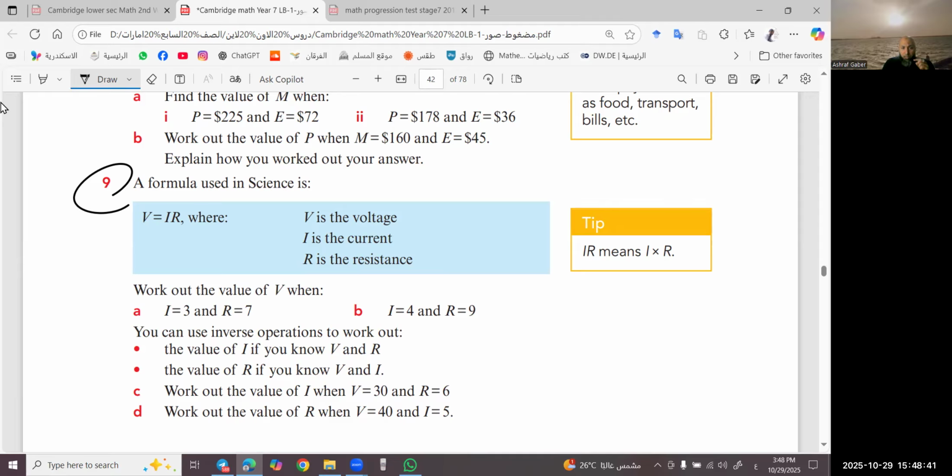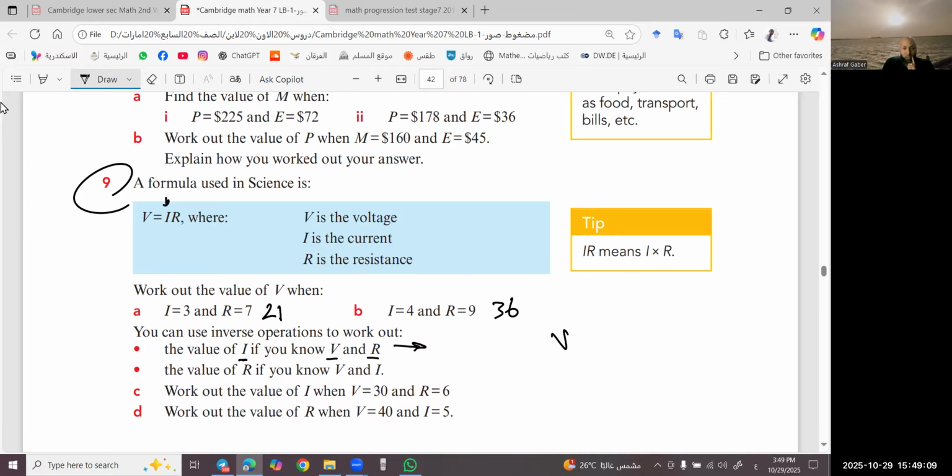The answer is 21. Yes. And the second one is 36. You can use inverse operation to work out the value of I if you know V and R. Pay attention to this part of the exercise. The value of what? I. He wants to get I.